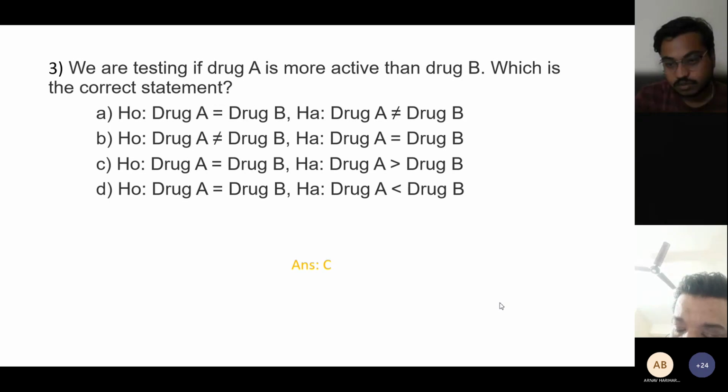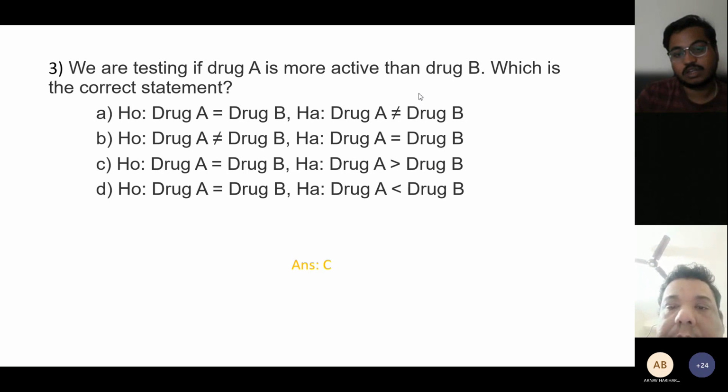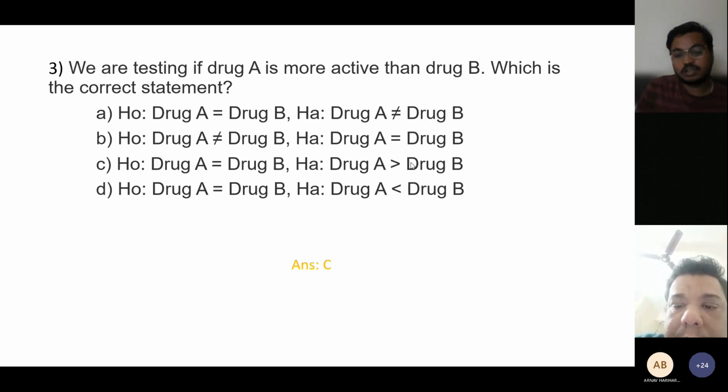So when we say that drug A is not equal to drug B, we mean that the action of drug A is not equal to drug B, that either drug A is more effective than drug B or less effective than drug B. When we say drug A is equal to drug B, both of them are equally effective. When we say drug A is not equal to drug B, one of them is more or less effective than the other. And when we say drug A is less than drug B, we mean that drug A is less effective than drug B. And when we say drug A is greater than drug B, we mean that drug A is more effective than drug B.